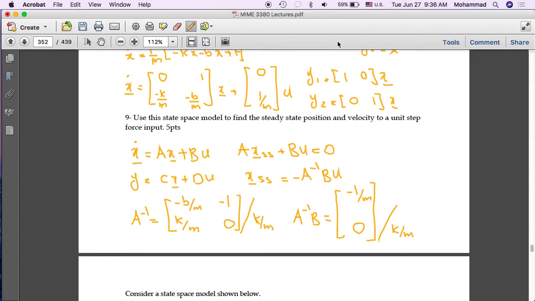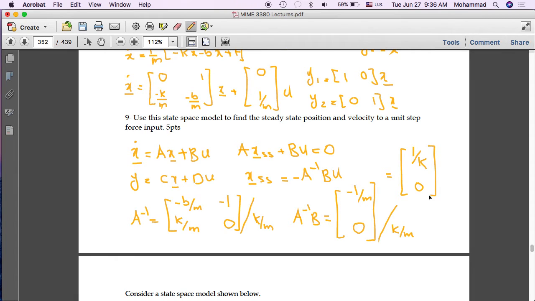So x steady state, let's go here. X steady state is minus this times u. U is 1. So x steady state is essentially equal to minus this. So let's find minus of that. So this minus will cancel out. So it's 1 over m divided by k over m. So the answer is 1 over k here and 0 here.